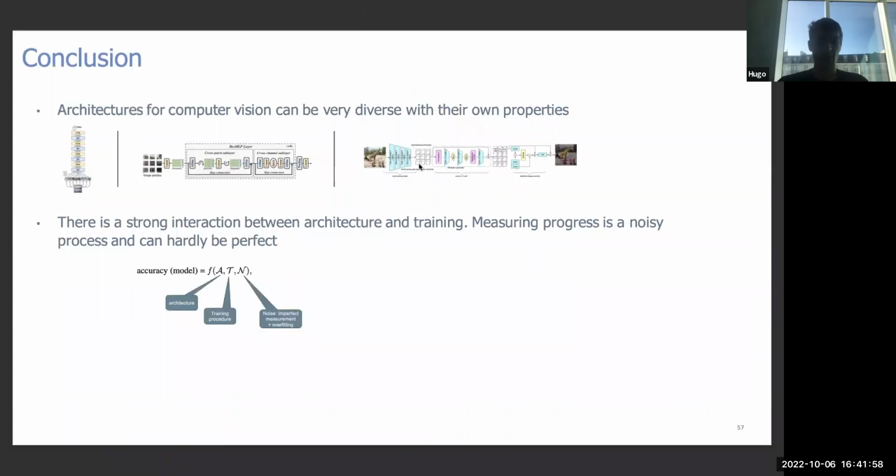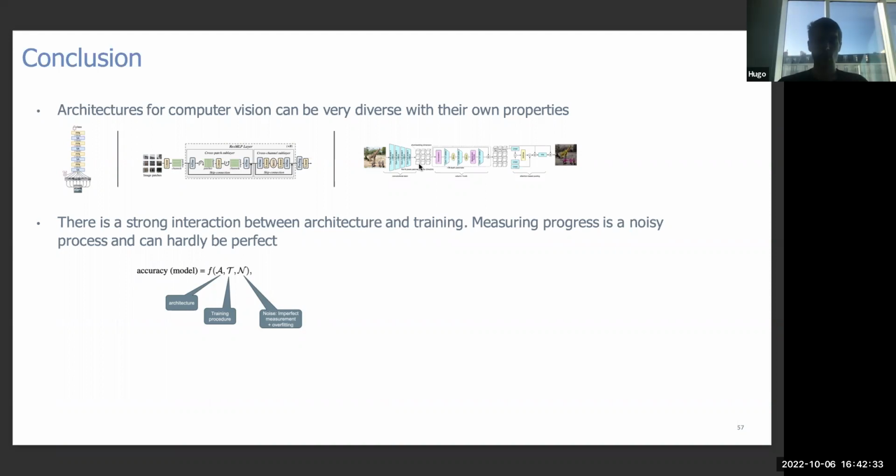So now the conclusions. Architecture for computer vision can be very diverse. For instance, we can have a vision transformer, we can have an MLP architecture, we can have different kinds of vision transformer with some spatial prior with ConvNet blocks. We can also have some classical ConvNet by patches. Each of these architectures has its own property, but it's possible to reincorporate some attention map property in an architecture just by adding a learned aggregation layer.